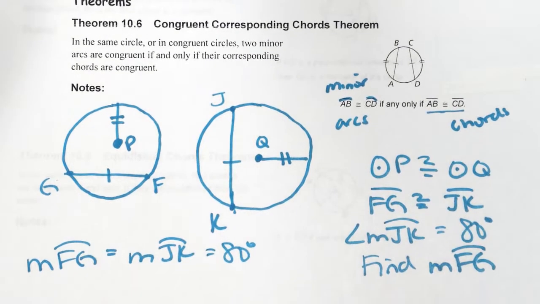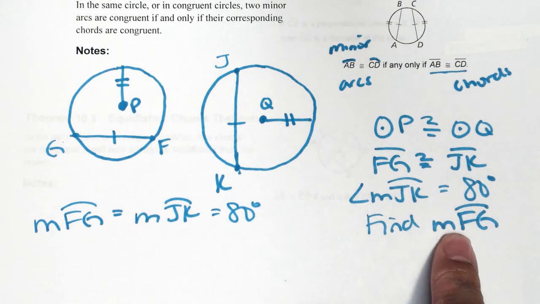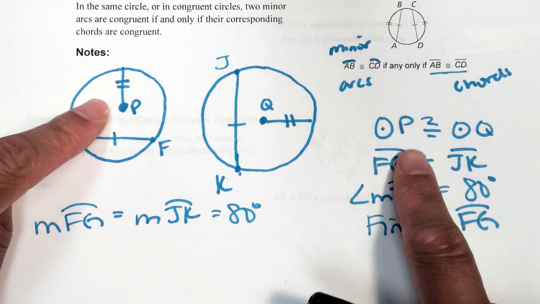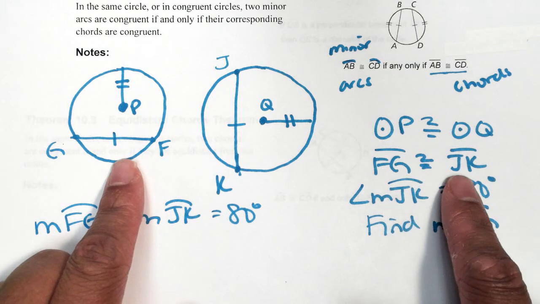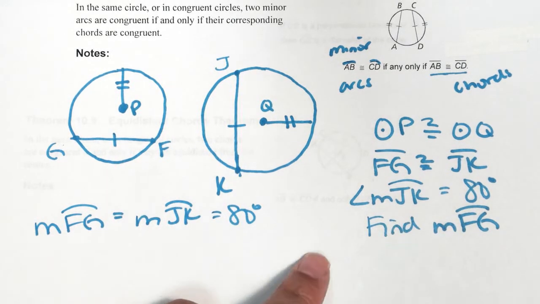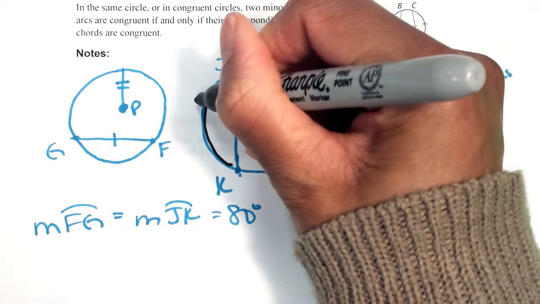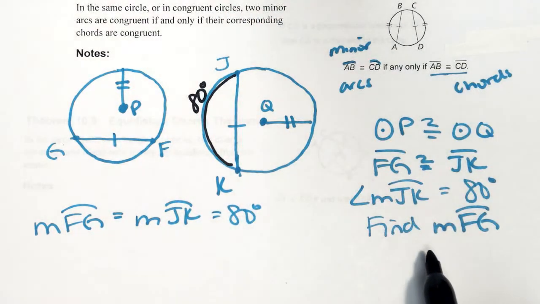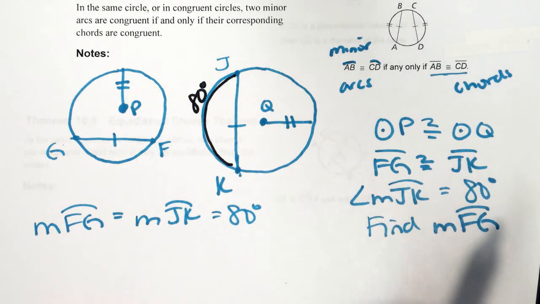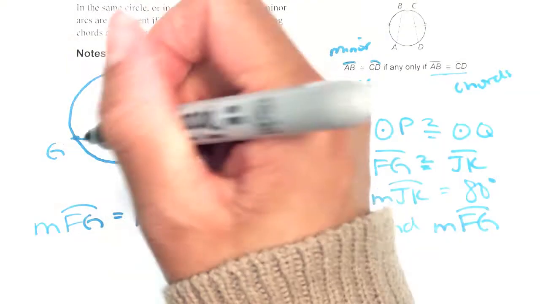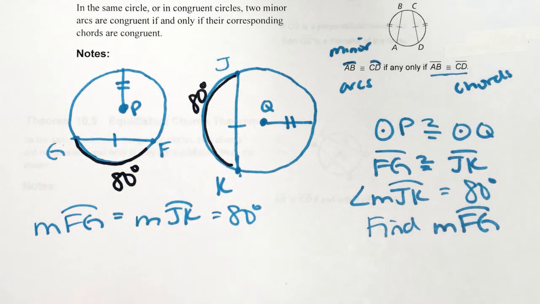So in congruent circles like these, I want to find the arc of FG. So I have center P is congruent to center Q, and then I have chord FG is congruent to JK, and I have the measure of arc JK, which here is 80 degrees, and so I need to find arc FG. Since these two are congruent to each other and they share very similar centers and chords as well as a radius, that means that FG must also be 80 degrees according to the congruent corresponding chords theorem.